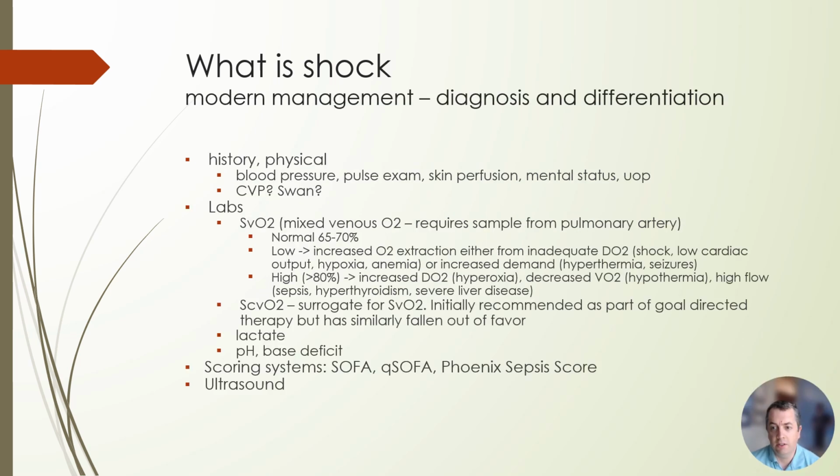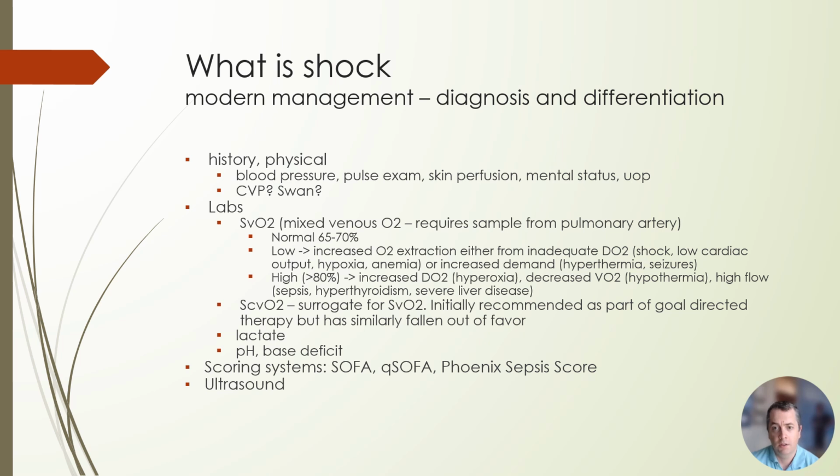All right, how is it diagnosed and how do we differentiate it in the modern era? So history and physical, blood pressure, obviously, pulse exam, skin perfusion, mental status, urine output. We don't use central venous pressure and Swan as much for either volume status monitoring or shock as a result of studies failing to show benefit. Labs, the classic one, mixed venous oxygen saturation, which requires a sample from a pulmonary artery. And again, we said we don't really use the Swan anymore.